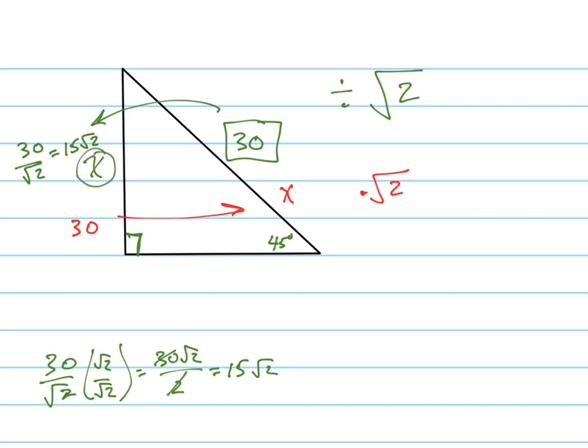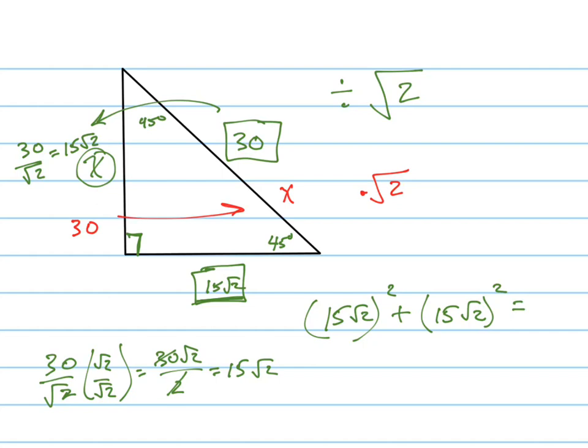Well, if that's 15 root 2, then what's this over here? 15 root 2. It's the same because it's a 45, 45, 90 triangle. So what should happen? 15 root 2 squared plus 15 root 2 squared should equal what? 30 squared, right? Pythagorean theorem? Yeah. So this would be 15 root 2 squared.